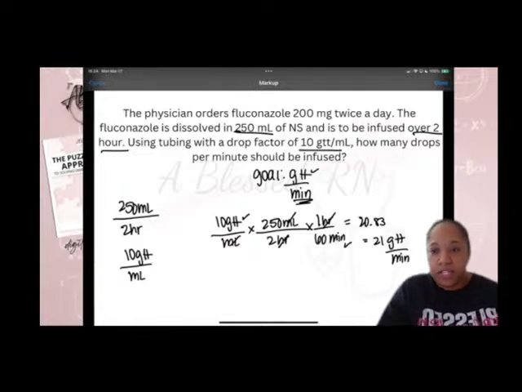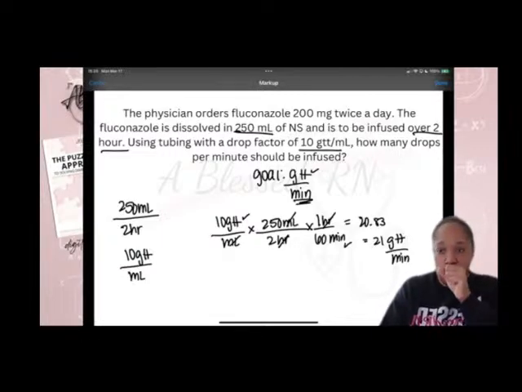Can you do minutes instead of 2 hours? You can convert minutes if you want to. I just let my problem do all my work for me. But if you want to pre-convert before you put it in the equation, that's fine, if that's what you're comfortable with. Okay?